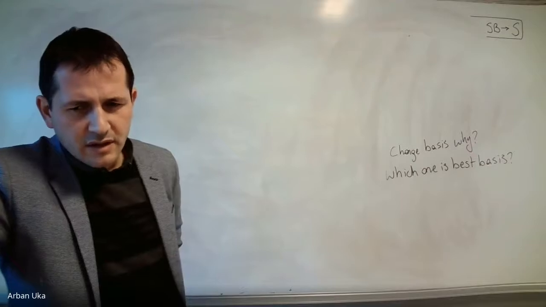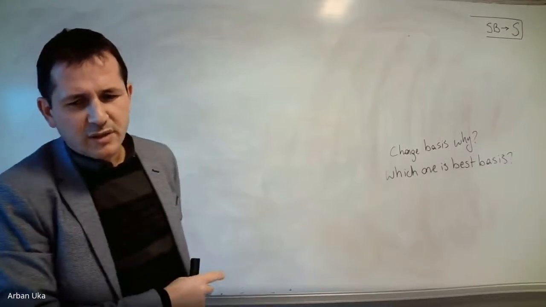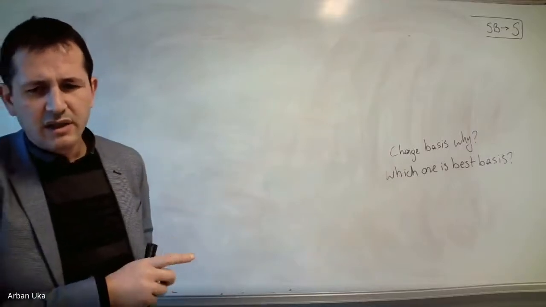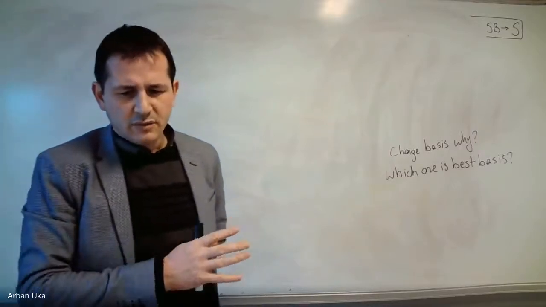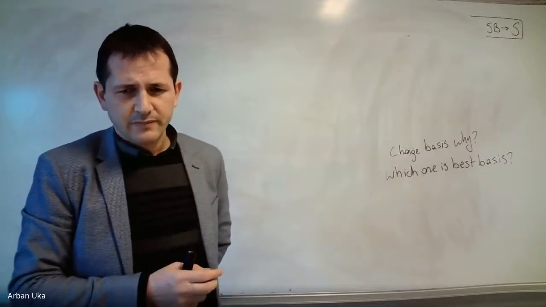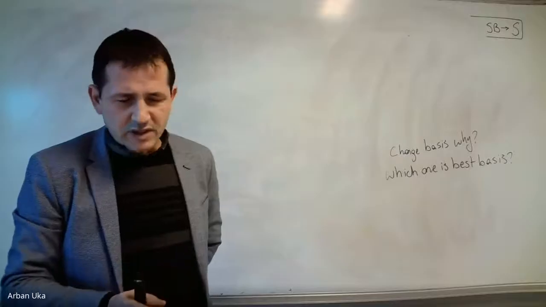How many bases did we solve in the previous example? We had 4 on the board. We had B, we had S, we had T, and K. We had 4 bases. But we can come up with an infinite number of different bases. Would you agree with this? Yes, as many bases as we want. That's true.